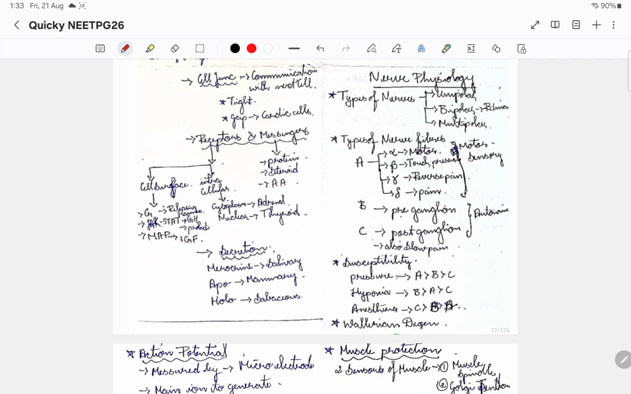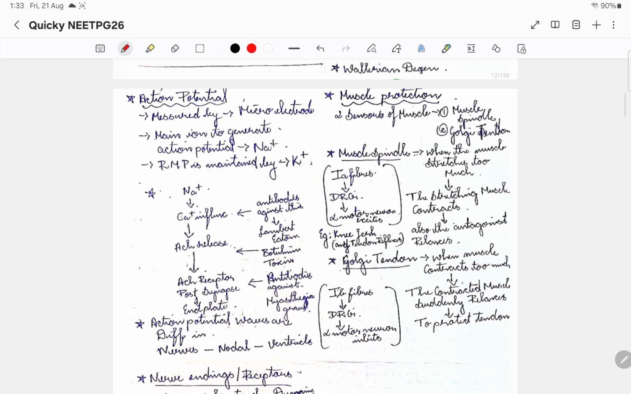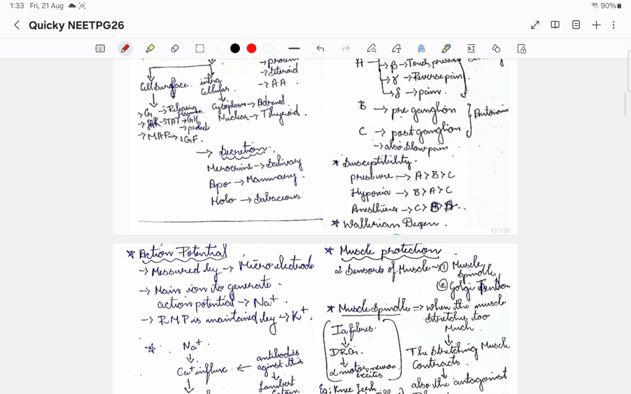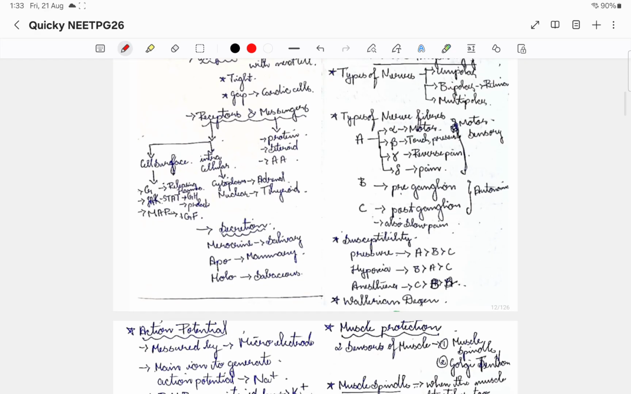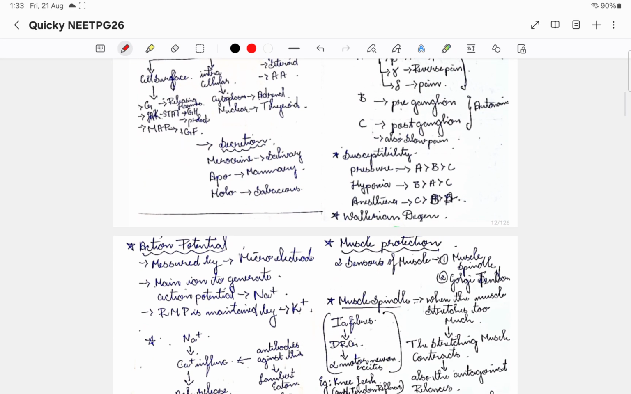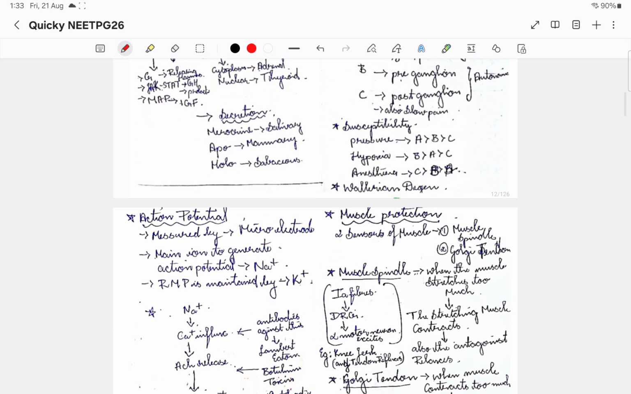Then coming to the action potential of the nerve fibers. We were discussing the types of nerve fibers and their clinical significance. Let us see how these nerve fibers actually carry a potential that is generated from the brain. For example, now I'm thinking of speaking, right? So I'm speaking. How will my brain generate an action potential and send it to the tongue or the tongue muscles?